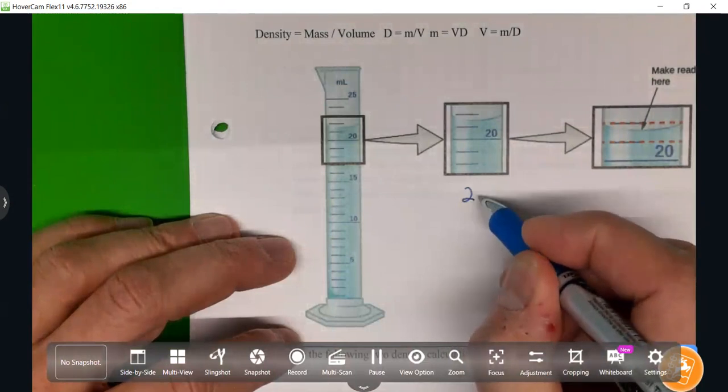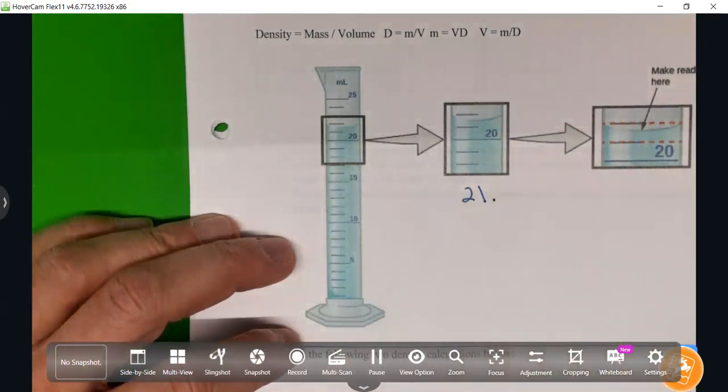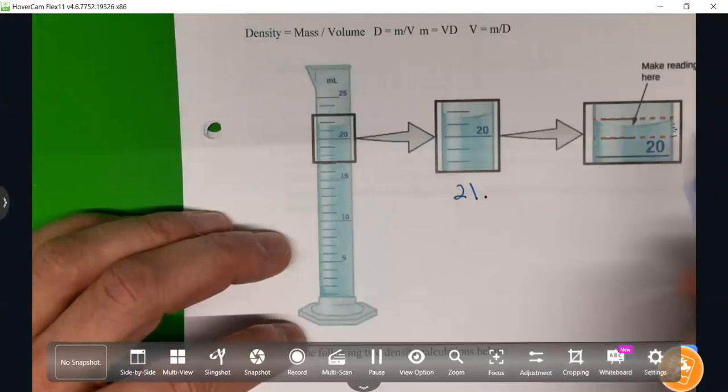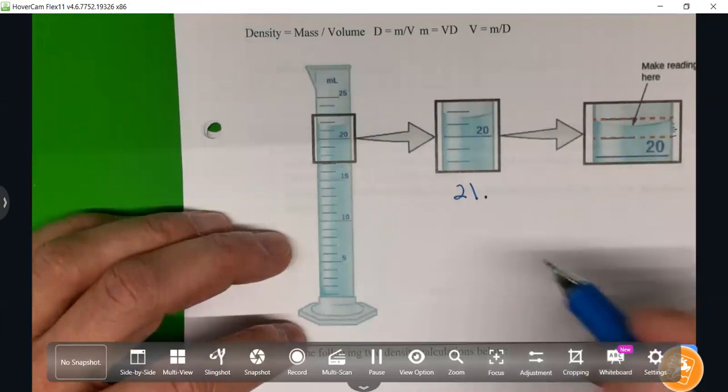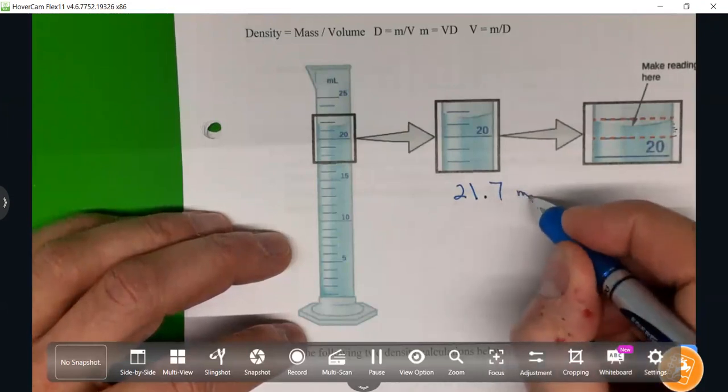So we have 21 point. So you're kind of estimating 10 ticks between there, right? So you've got 21 point, I don't know, 7 work? Close to 7? And then milliliters.